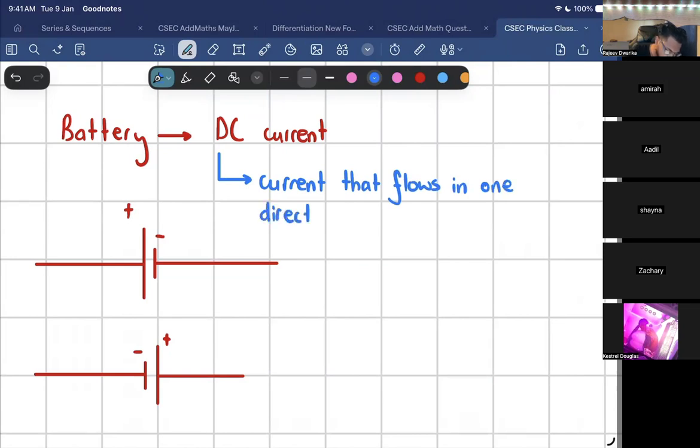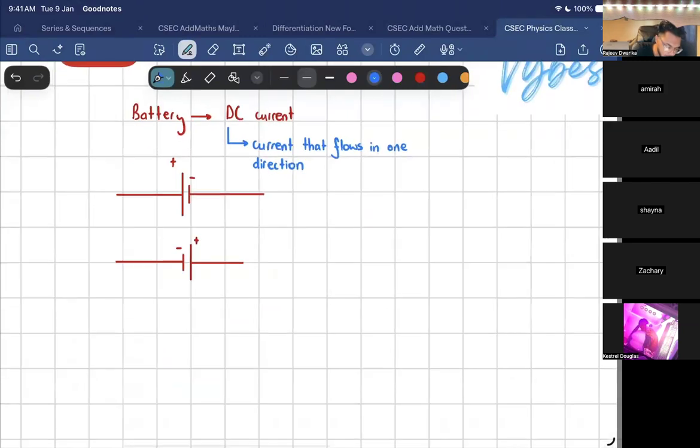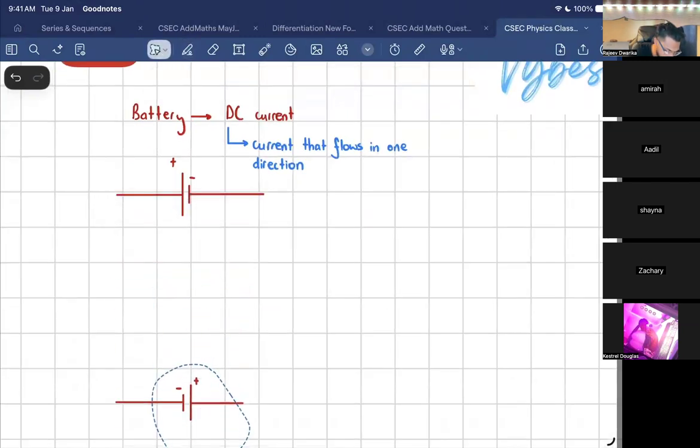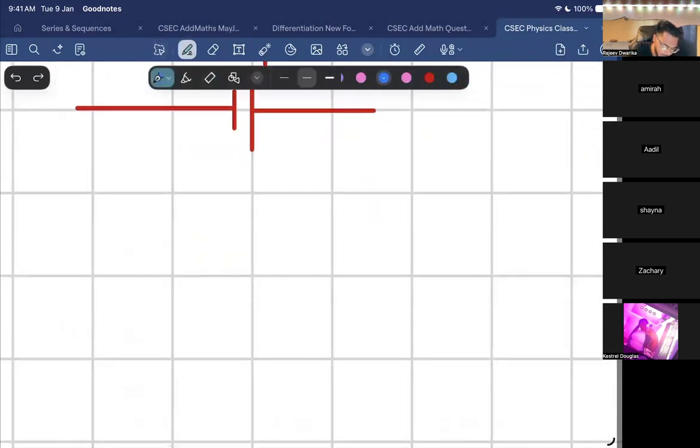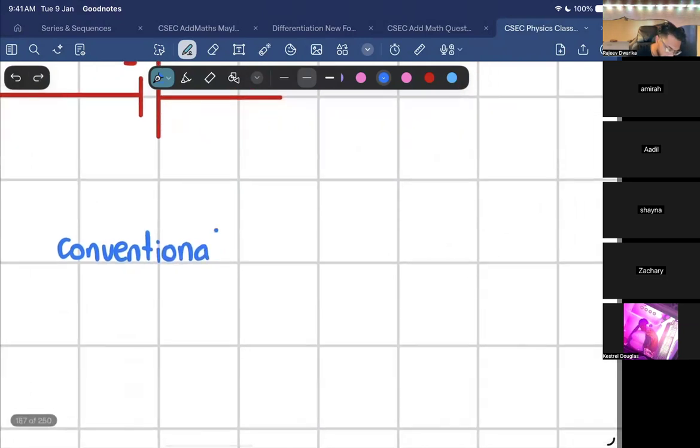Did any of you learn about current before or not? No, sir. No? Okay, well, I'll introduce you to it then. That's not a problem. When we're talking about the flow of current, you have two different types. You have the conventional flow of current, which is the one we typically use.